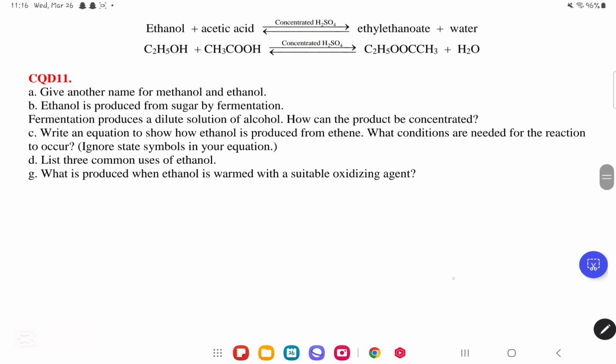We move on to the next question. Part B. Ethanol is produced from sugar by fermentation. Fermentation is a process that produces a dilute solution of alcohol. How can the process be concentrated, or how can you get pure ethanol? Very simply, you will use fractional distillation.